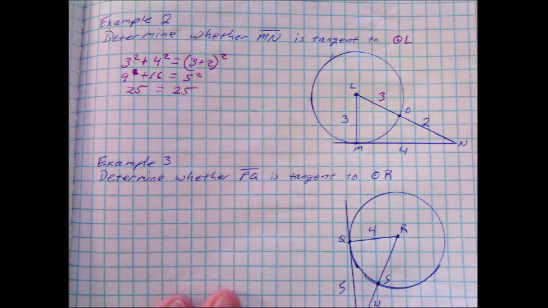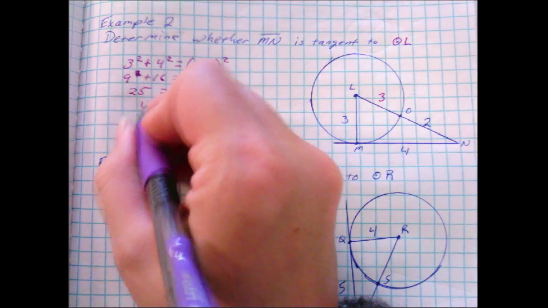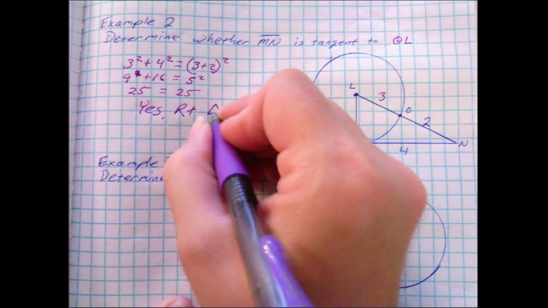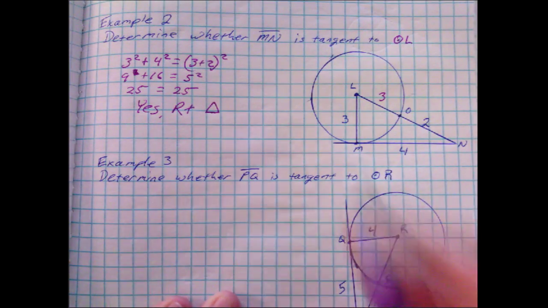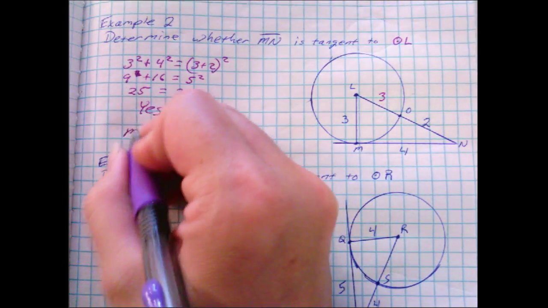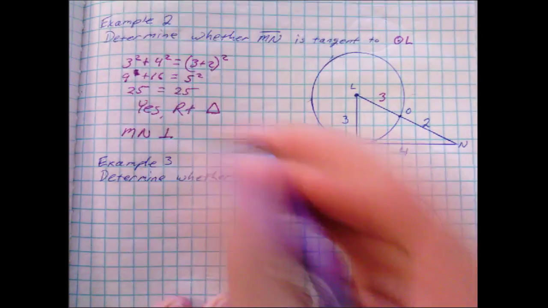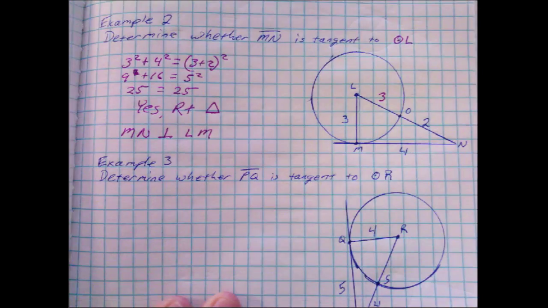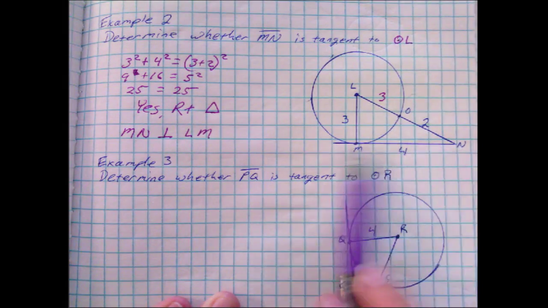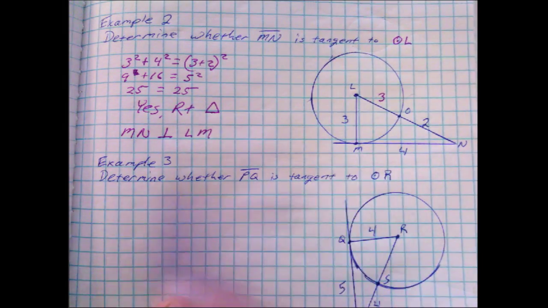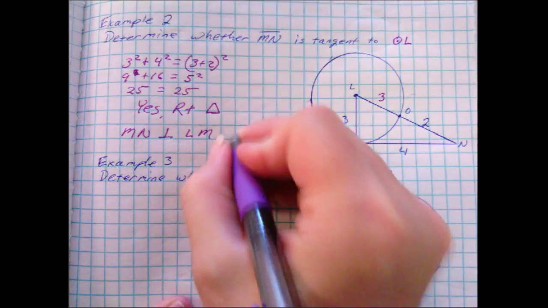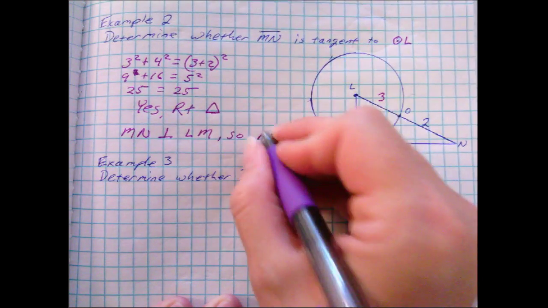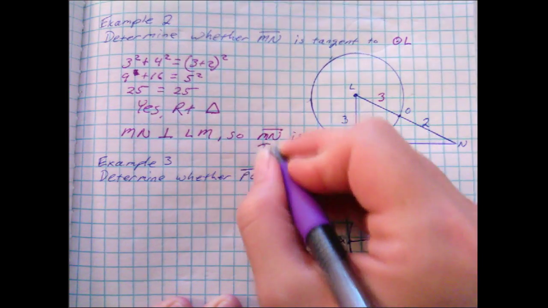So did this work? Yes. This is a right triangle. So we know that MN is perpendicular to LM because this is a right triangle. So MN is tangent.